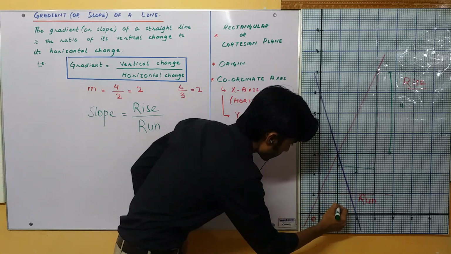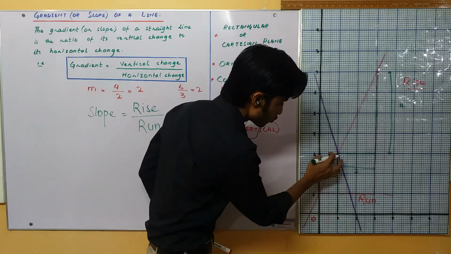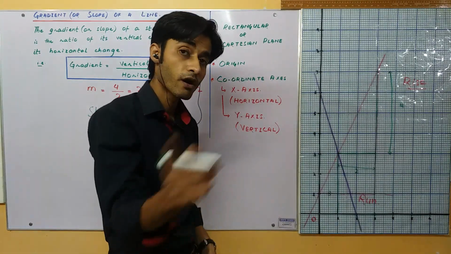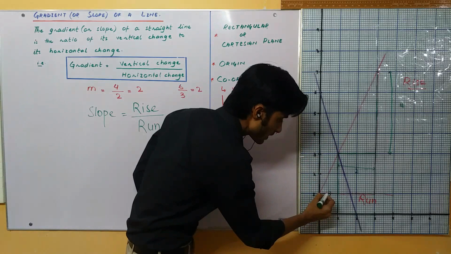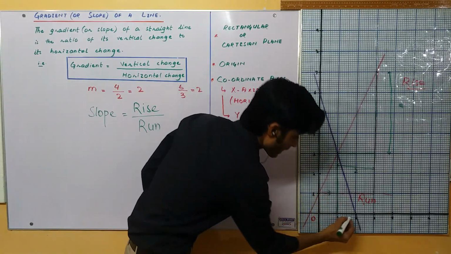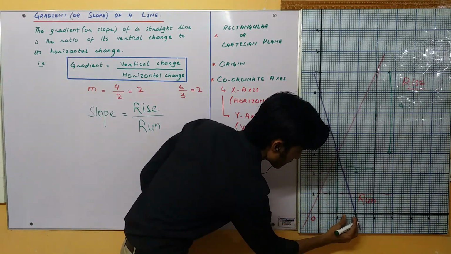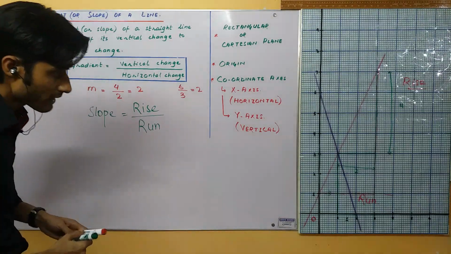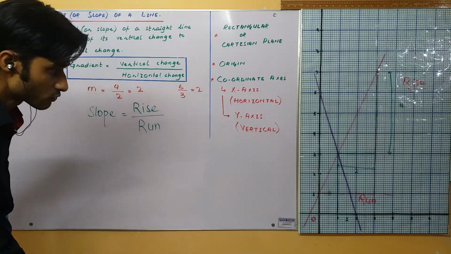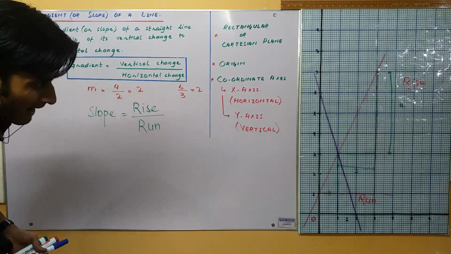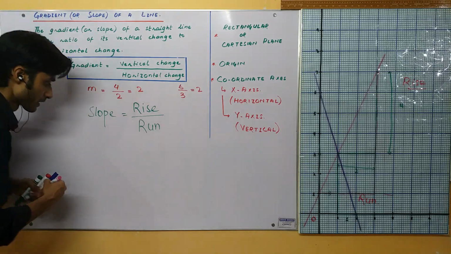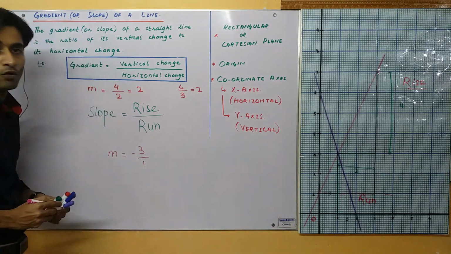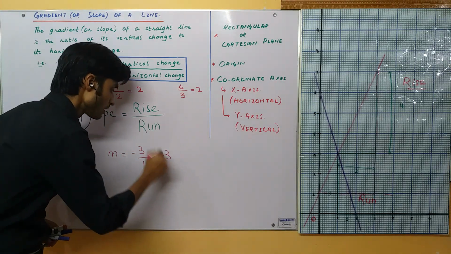Okay, so how much is the rise? 1, 2 and 3. The rise is 3. Is this a positive 3 or a negative 3? It's going downward, so it's negative. Okay, and run is only 1. Okay, so in this case, what is the slope going to be? The slope in this case is going to be minus 3 over 1. So for that case, slope is going to be minus 3 over 1 and the slope is going to be minus 3.